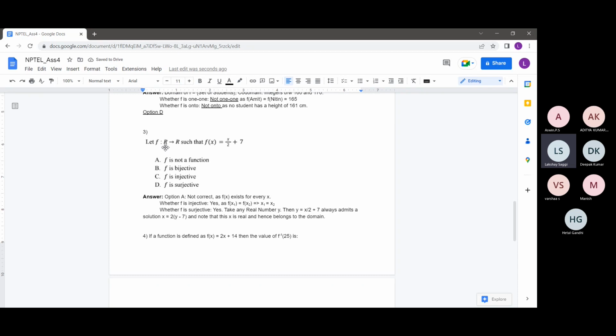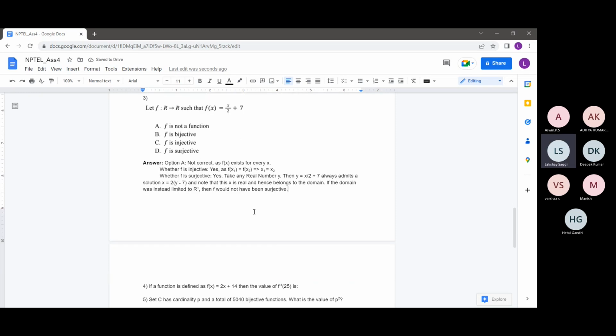Because if the function was from, maybe I'll just write it down as a note. So yeah, I'll just write down here. If the domain was instead limited to R positive, then f would not have been surjective. So you can see easily why this is the case.